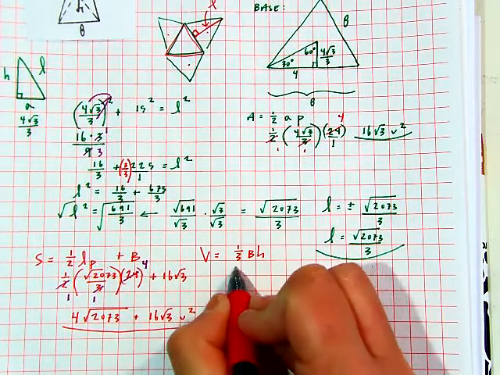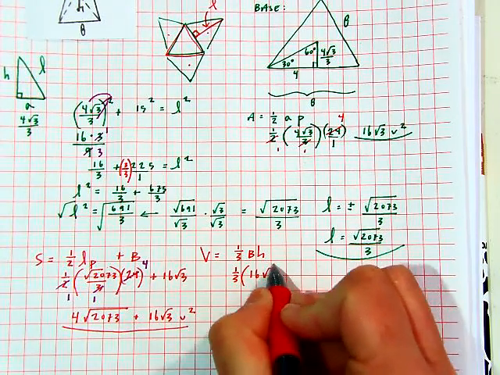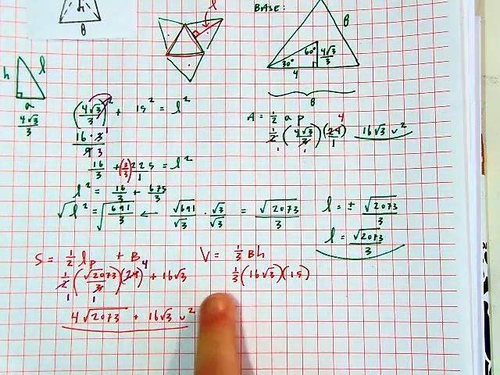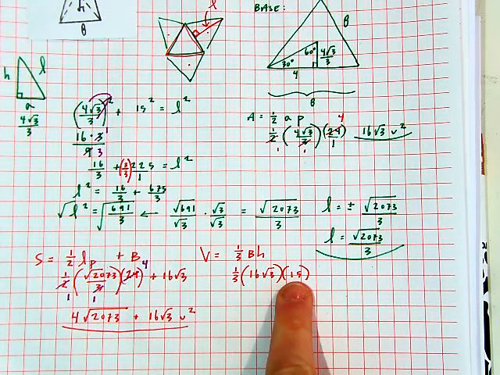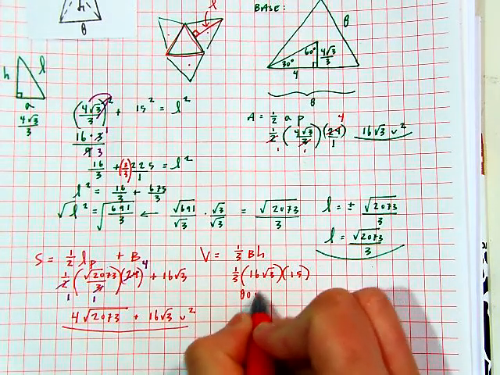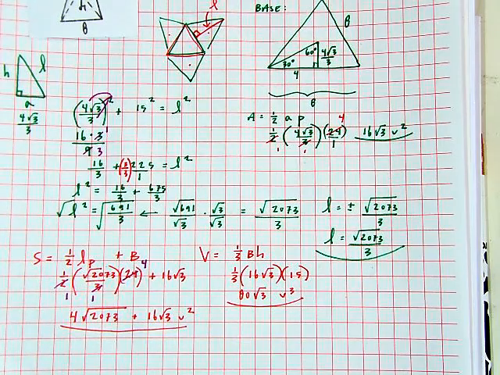Okay, volume 1/3. The base area is 16 root 3. The height is 15. This is a much easier one to do. I can take 1/3 of the 15, that's 5, and then 5 times 16 gets me 80. So 80 root 3 units cubed. All right, I hope that makes sense.